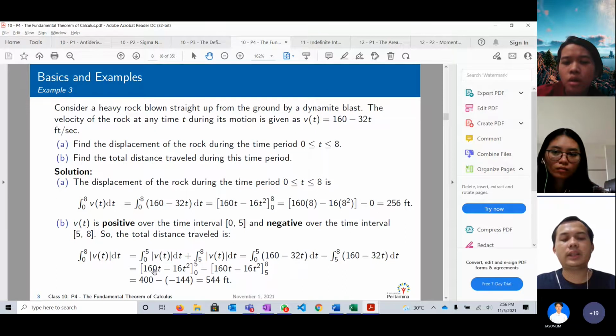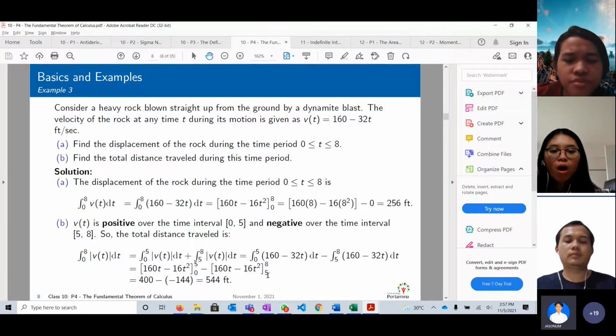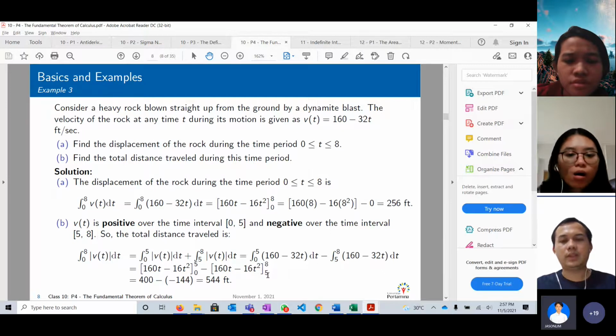Kalau kita masukkan t-nya 5, kita punya 160 kali 5 min 16 kali 25, yaitu 400. Kemudian kalau kita masukkan 0, 160 kali 0 min 16 kali 0 tetap 0, jadi 400. Oh, kalau yang sebelah kanan berarti minus 144, we substitute 8 and 5. And 5. Oh, iya. Okay, thank you, sir. Any other question?